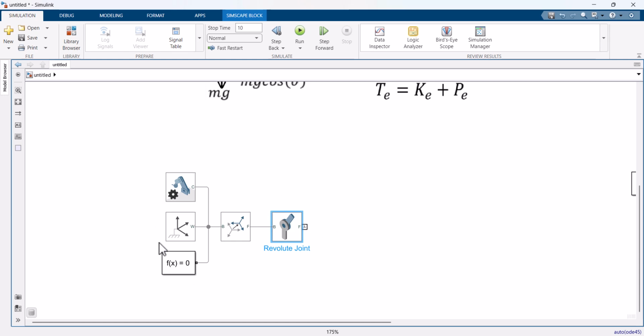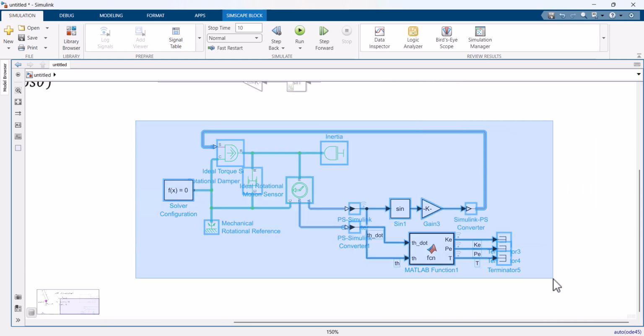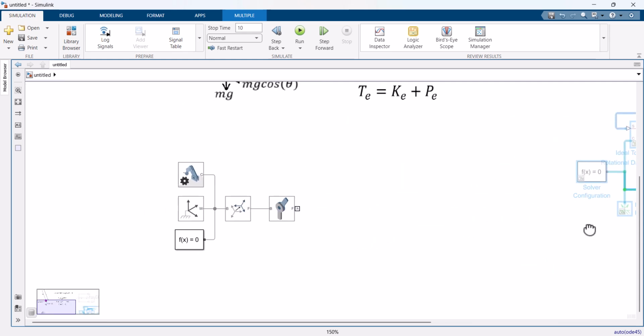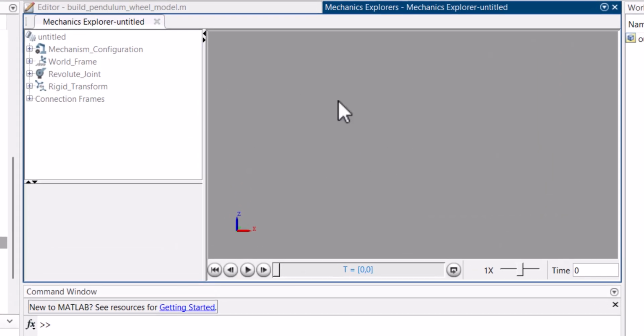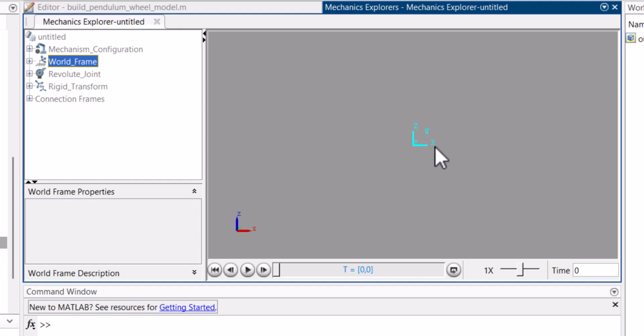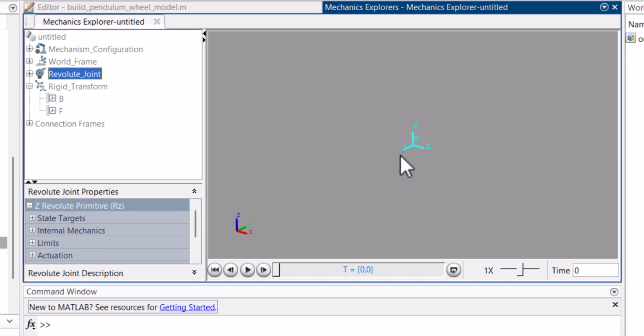You can run this model right now to see where the axes are. Okay, so let me do that. Let me comment this thing out and run this thing. Okay, so currently there is nothing. So in the Mechanics Explorer, you can click on the world frame. You can see the world frame is over here. By default, z-axis is going upwards, x-axis is going towards the right, and y-axis is going into the screen. But after rigid transform, you can see that now if I rotate it a bit, z-axis is coming out, x-axis is going towards right, and y is going upwards. And we have the revolute joint over here.